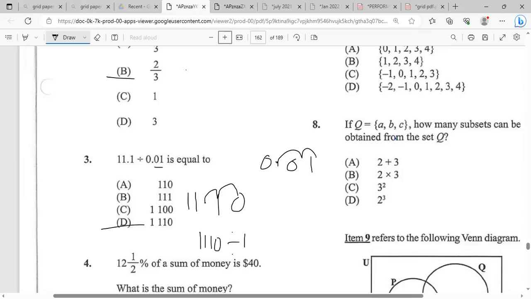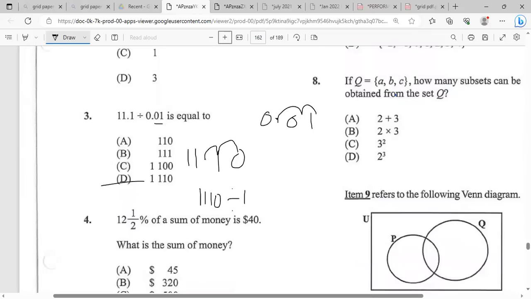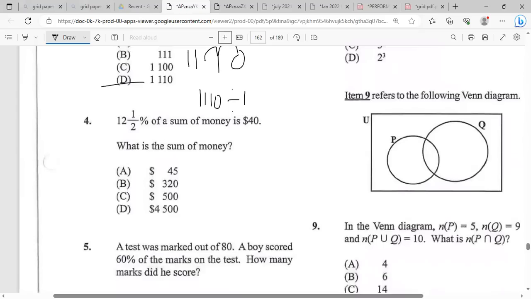All right, so let's look at number 12. 12 and a half percent of a sum of money is $40. What is the sum of money? So it says 12 and a half percent, with a result of 40. So it's 12.5 divided by 100, since percent means out of 100, times the number, and that gives you 40.